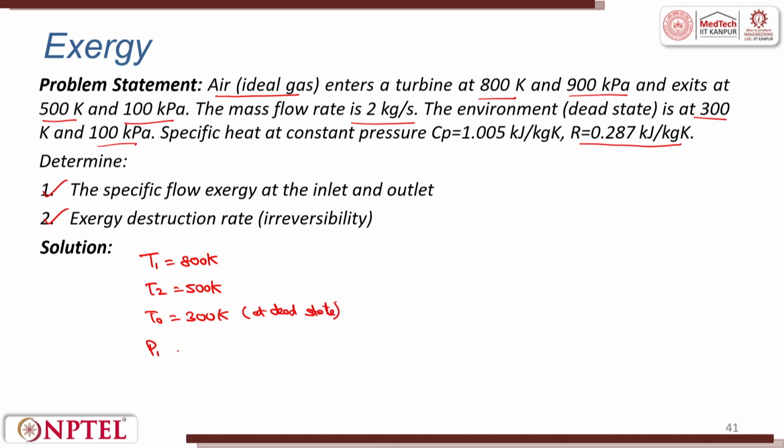Pressure P1 is 900 kilopascal, P2 is 100 kilopascal, and P naught is 100 kilopascal again. Also, we have been given the value of Cp, R, and m dot is also given as 2 kg per second.